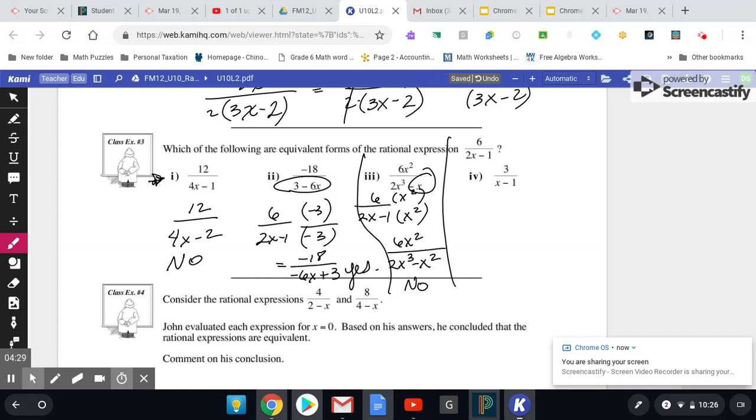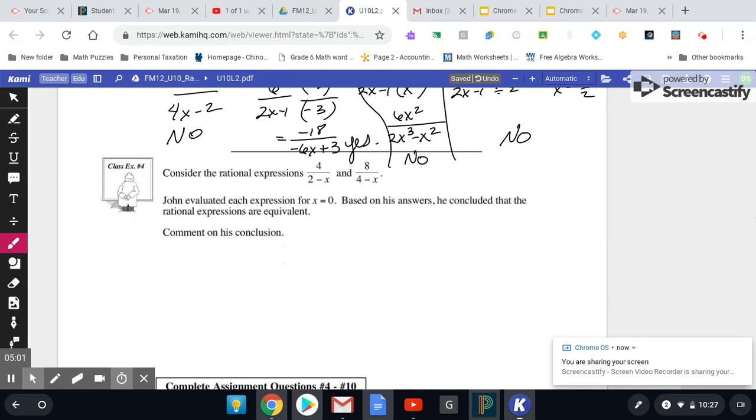And last but not least, let's try to get the 6 to look like a 3. So if I take my original and I divide by a 2, so I divide the bottom by a 2, I would get 6 divided by 2 is 3. 2 over 2 is 1x, minus 1 divided by 2 is 1/2. And no, that is not correct. So that's just a way to find out. You can just take the original term and try to turn it into what you've got, but you have to remember to do the same to the bottom as the top.